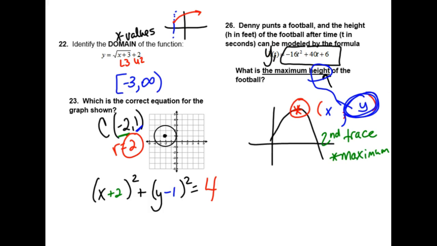Make sure you're answering the right question. I think I have that answer, and I think it comes out to 31 feet. Again, you can estimate, of course.